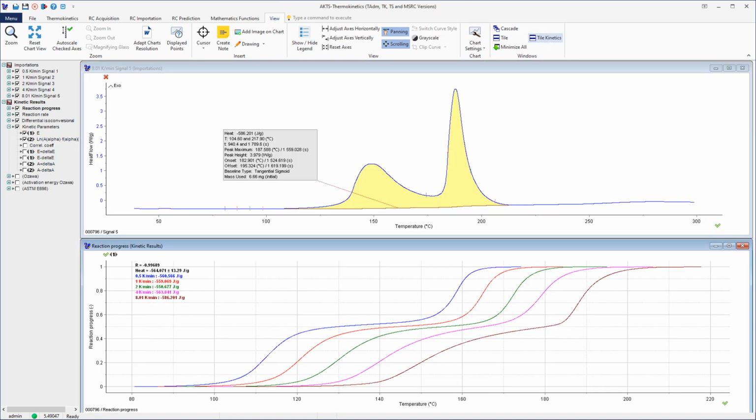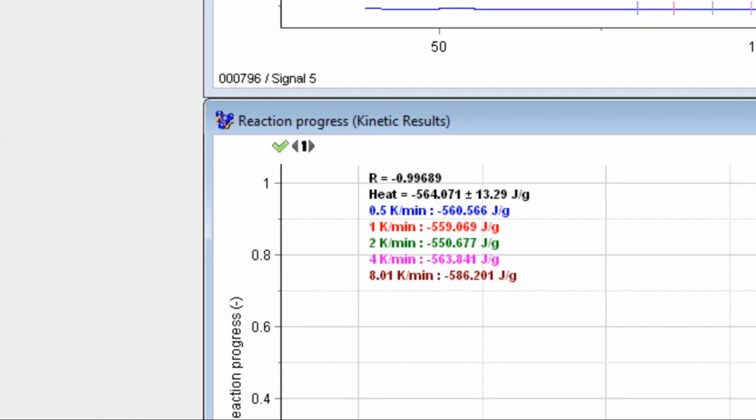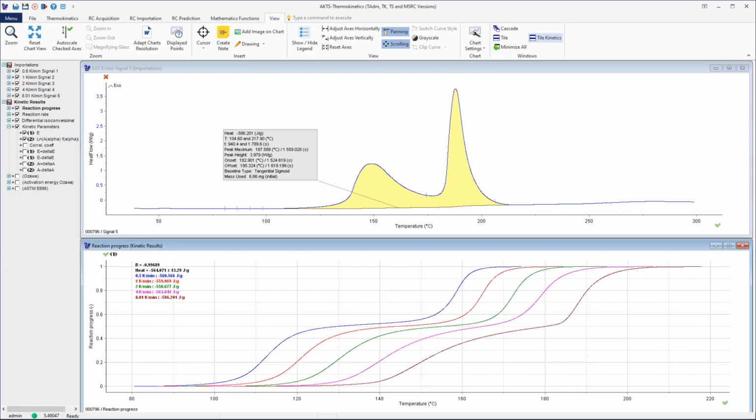The construction of the baselines influences the results of the kinetic analysis. In AKTS-TK software, two criteria must be fulfilled to evaluate the meaningful kinetic parameters. As the first criterion, the average correlation coefficient R of all straight lines plotted in isoconversional coordinates should amount to at least -0.99. In the second criterion, the standard deviation of the values of the reaction heats determined at all heating rates should not exceed 10%.